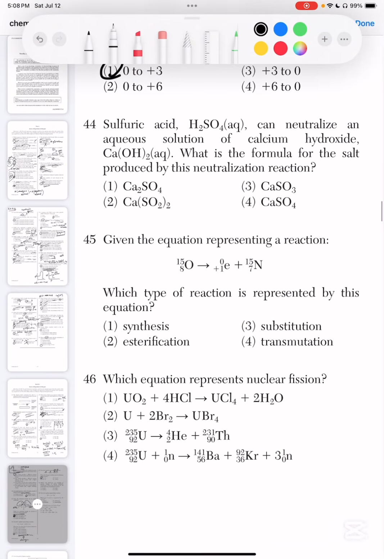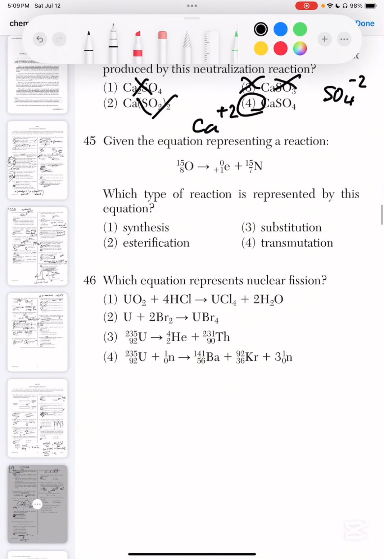Sulfuric acid, H2SO4, and so on, CaSO4. Yeah, because this is a polyatomic ion, right? This is sulfate, and its charge is -2. And the calcium ion's charge is +2. So they go perfectly together. There's no need to change anything. And this is just weird. Why would it be SO3?